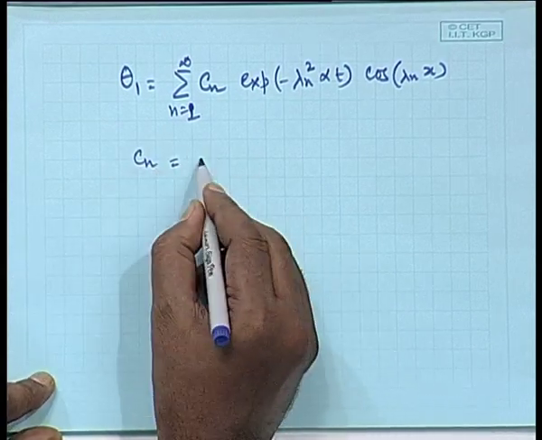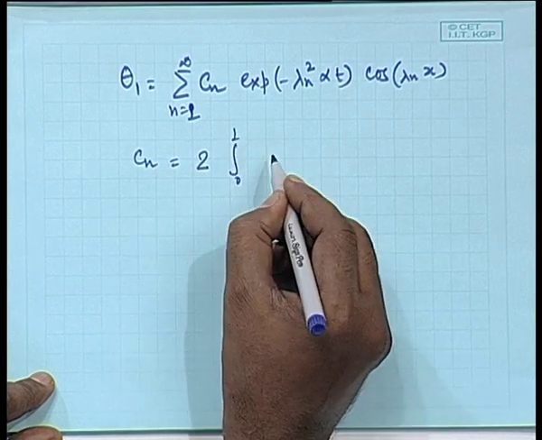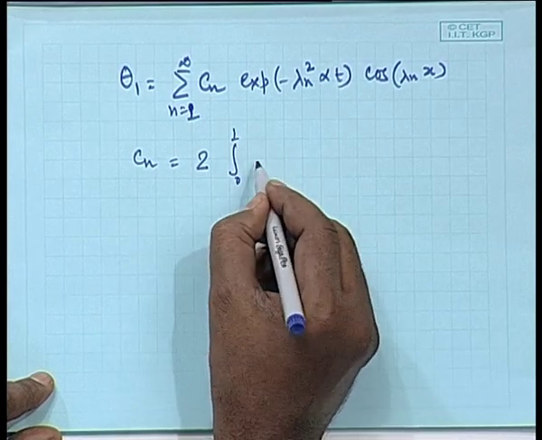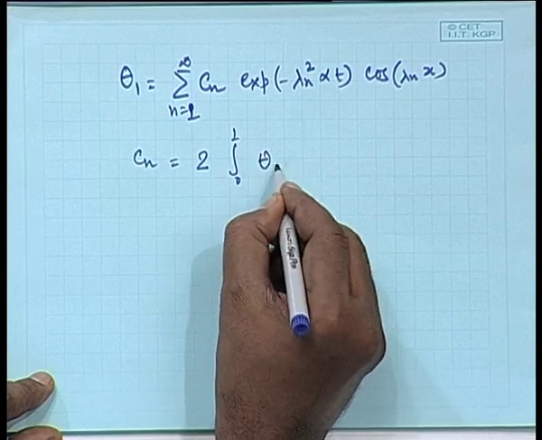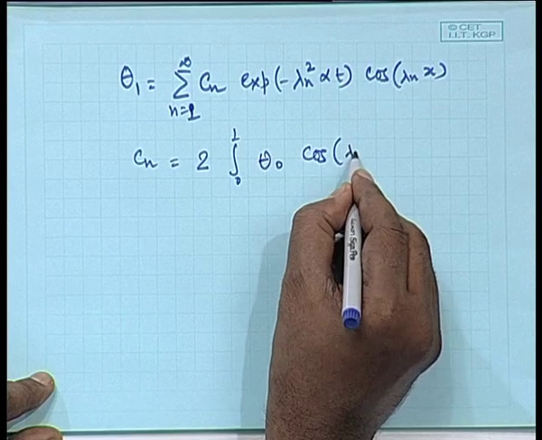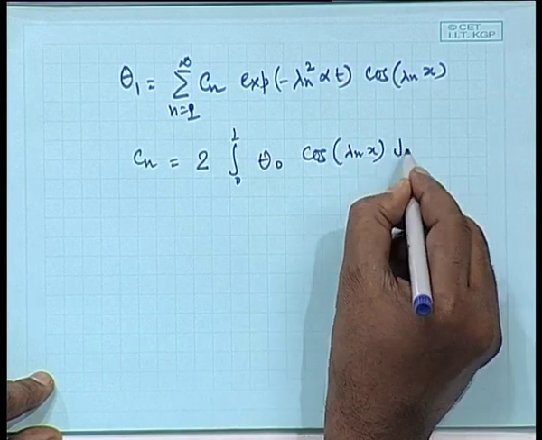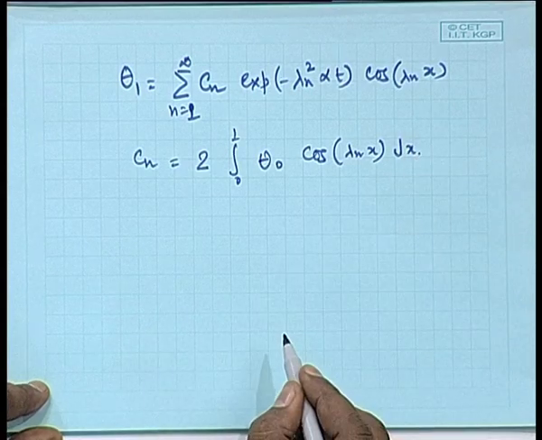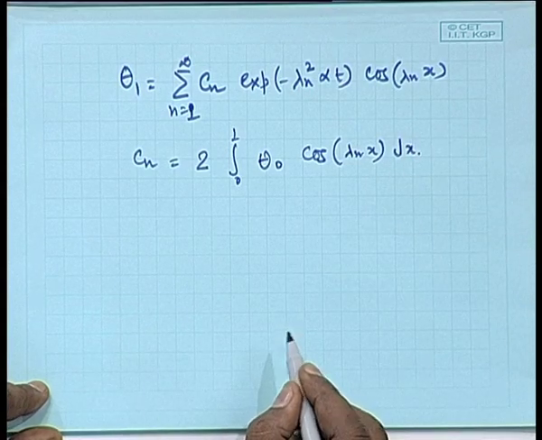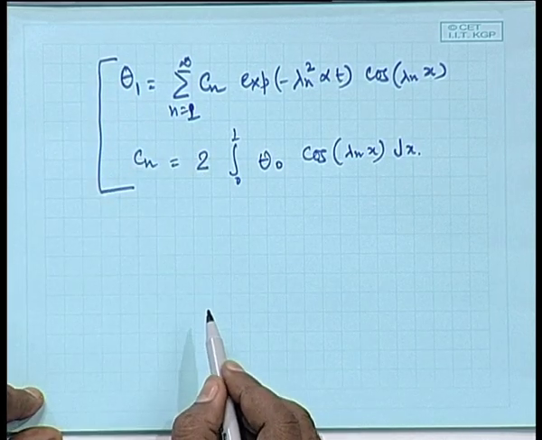initial condition, that will be 2 times the integral from 0 to 1. The initial condition was theta 0, right? Theta 0 cosine lambda n x dx. Okay. So, this is the solution of the first part, theta 1.